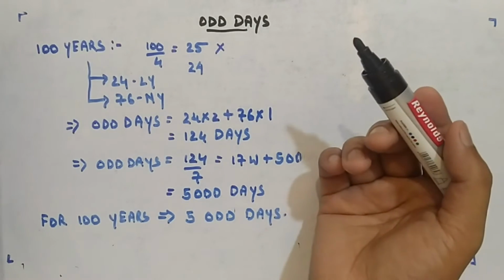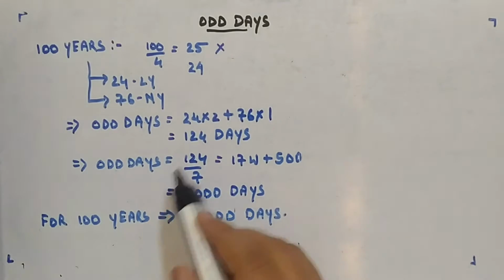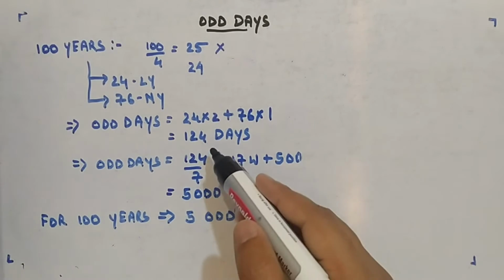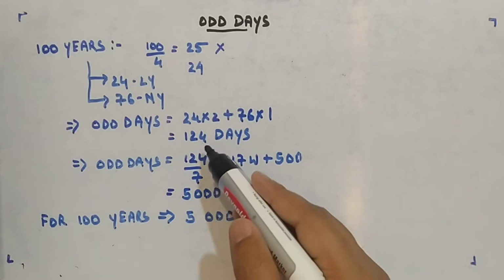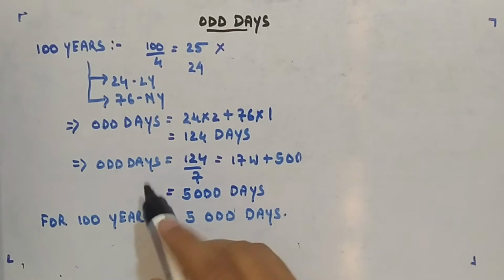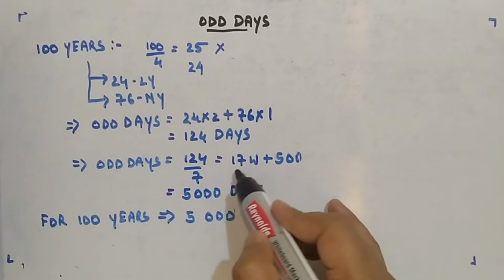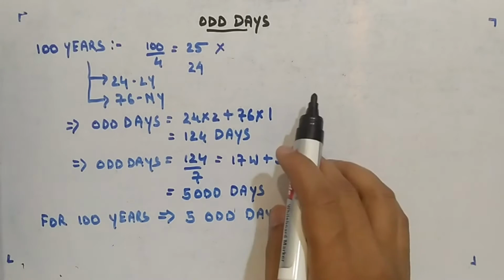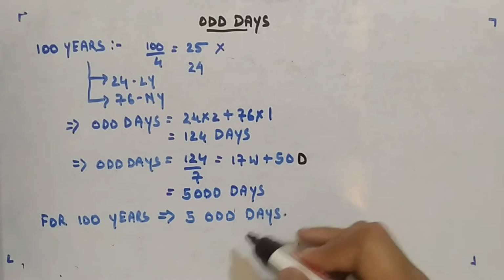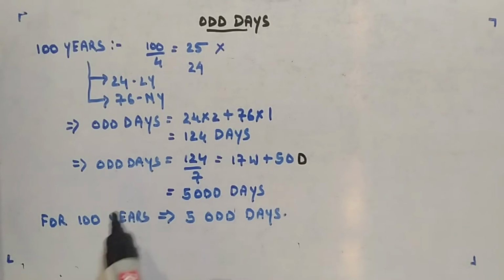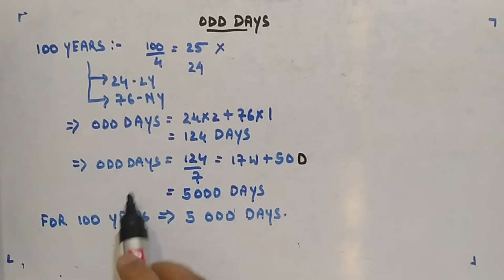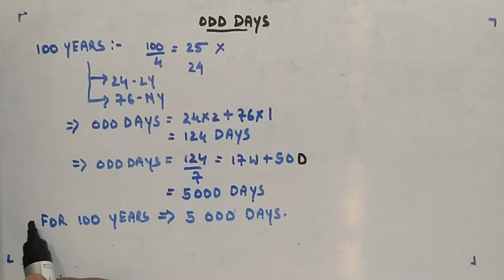But you only have 7 days in your week, right? It should not be greater than 7. So what you did is divided by 7, and you saw that quotient is 17. That means 17 weeks plus 5 odd days. Okay, that's the remainder. So what you are getting is 5 odd days. That will be the number of odd days in first 100 years. So the conclusion is, for 100 years you have 5 odd days.